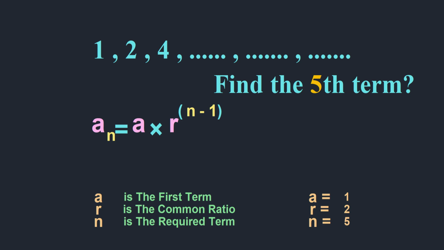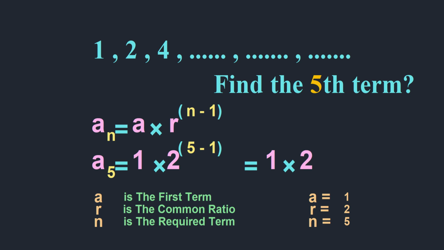Substituting a, r and n into the equation, we find that a_5 equals 1 times 2 to the power 5 minus 1, which equals 1 times 2 to the power 4, which equals 16. And this is the solution by using the formula method.